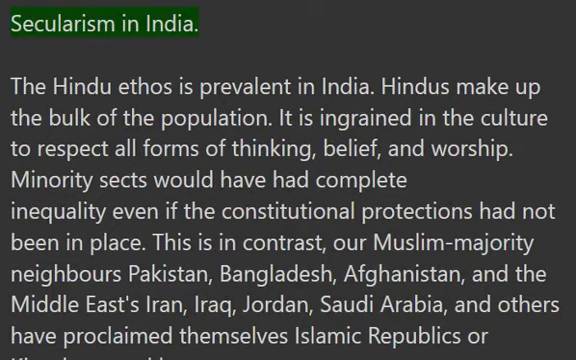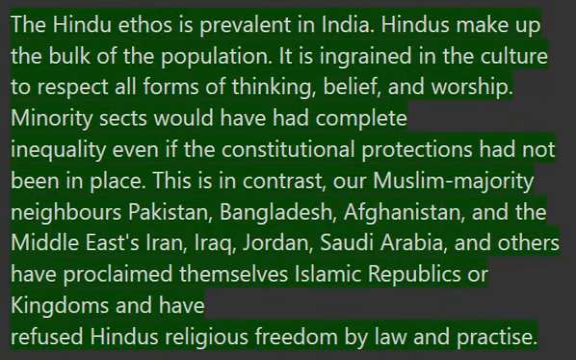Secularism in India. The Hindu ethos is prevalent in India. Hindus make up the bulk of the population. It is ingrained in the culture to respect all forms of thinking, belief, and worship. Minority sects would have had complete inequality even if the constitutional protections had not been in place. This is in contrast to our Muslim-majority neighbors Pakistan, Bangladesh, Afghanistan, and the Middle East's Iran, Iraq, Jordan, Saudi Arabia, and others, which have proclaimed themselves Islamic republics or kingdoms and have refused Hindus religious freedom by law and practice.